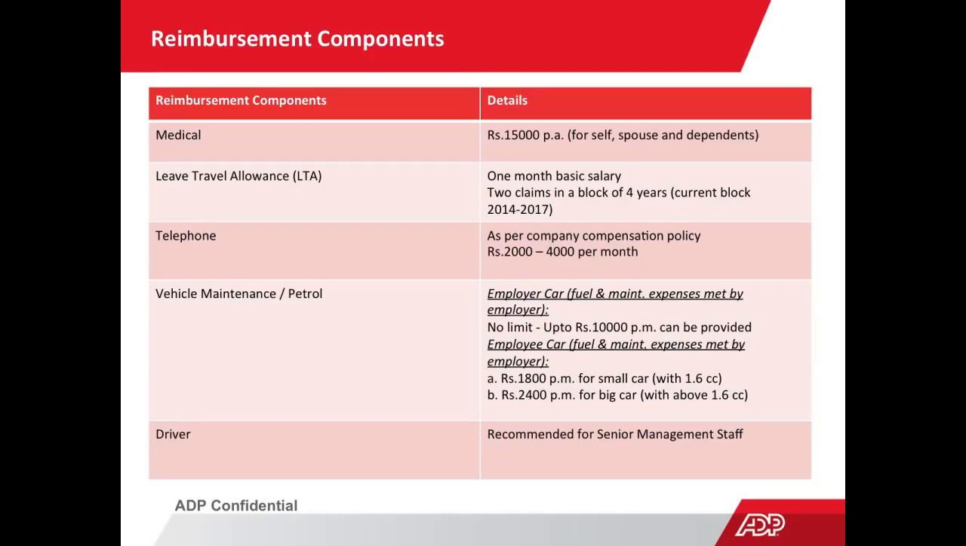Then we have the employee car. If the expenses are paid by the employer, then the maximum allowed from the income tax rules perspective is 1,800 per month for a small car with 1.6 cc capacity. If it is a bigger car, above 1.6 cc capacity, then it is 2,400. So this is the maximum amount defined by the income tax law. For any amount paid as vehicle reimbursement, the maximum exemption you can claim is as per the list given below. Any amount paid as reimbursement beyond this value will be considered a taxable component.